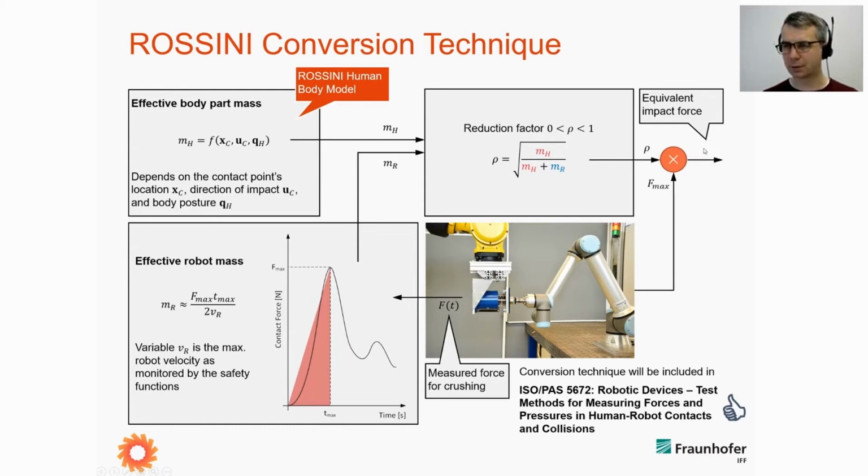Sorry, you cannot see the symbol here because it's drawn in white. So here should be an Fmax with a star. And the good thing is, this is, I would say, a huge success for the Rossini project. This methodology will also be included in the ISO PAS 5672.